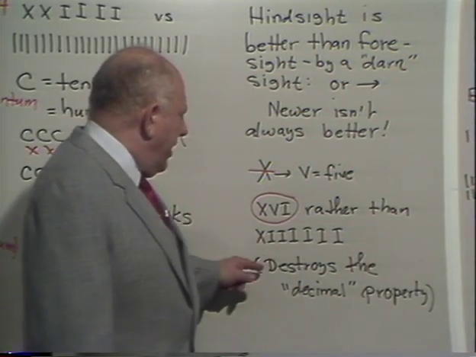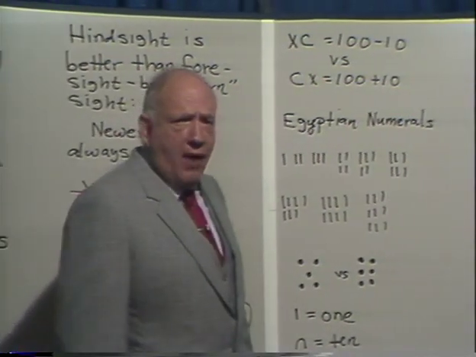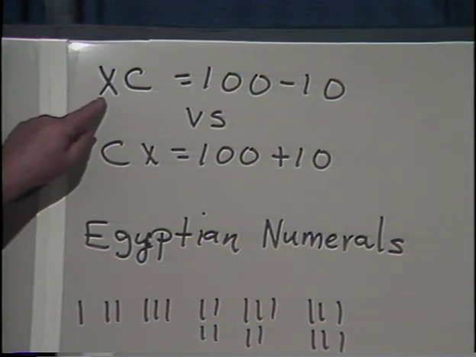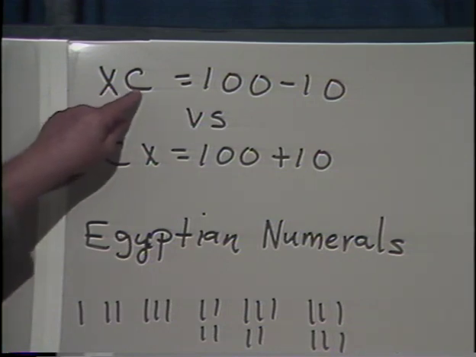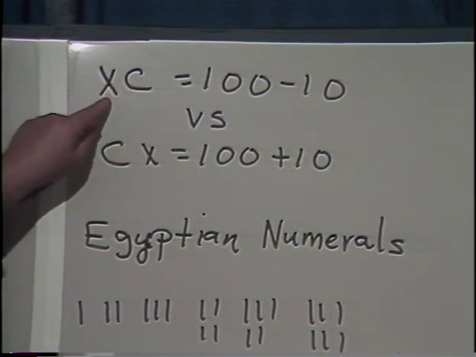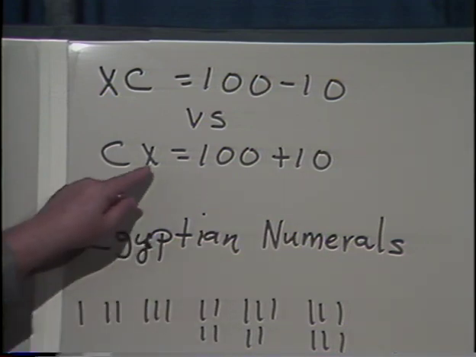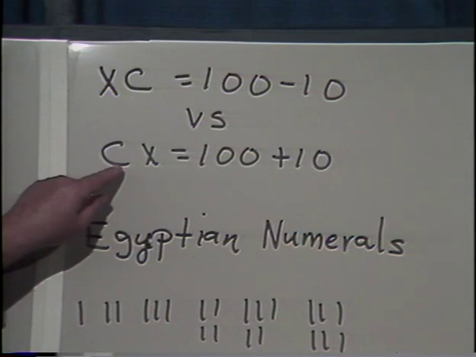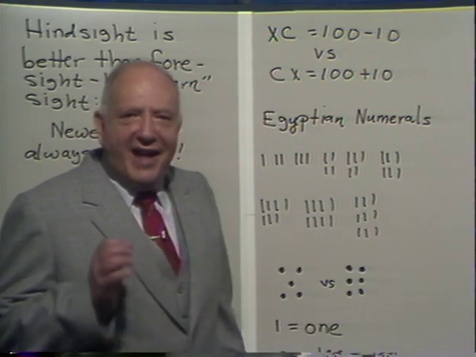The other thing that the Romans did to try to make things easier, and it made a mess out of things, was what we call the subtractive property. What the Romans said was, if you put a noun of a smaller denomination in front of one of a larger denomination, it means you subtract it. In other words, since X stands for 10 and C stands for 100, by putting the 10 in front of the 100, you read it as 100 minus 10. Sort of like saying 10 minutes before 6. Versus if you put the X after the C, then it's read as 110. It's like 10 minutes before 6 versus 10 minutes after 6.